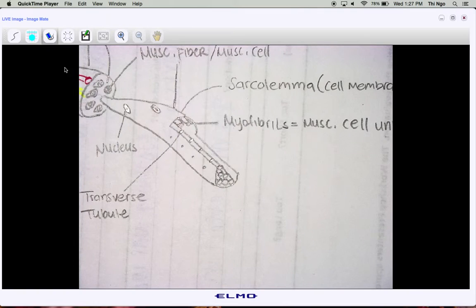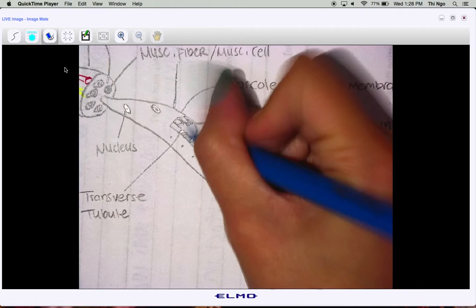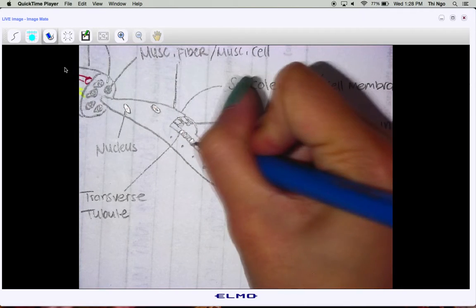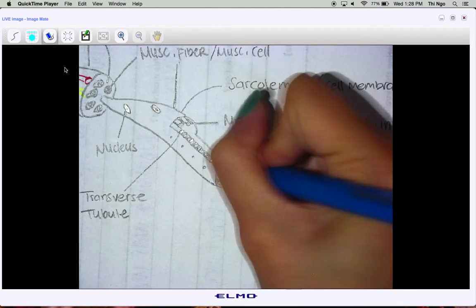Also on top of the myofibrils are these structures called sarcoplasmic reticulums. And it looks like a net covering every myofibril. And I can't really draw nets, so I'm just going to draw a bunch of X's on the myofibril. So you're drawing a net on the myofibril.